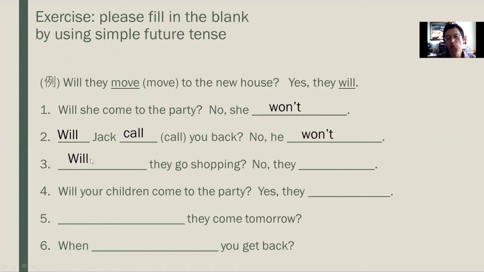The next sentence, will they go shopping? No, they will not. You can also say, no, they won't. What about this sentence here? Will your children come to the party? Yes, they will.